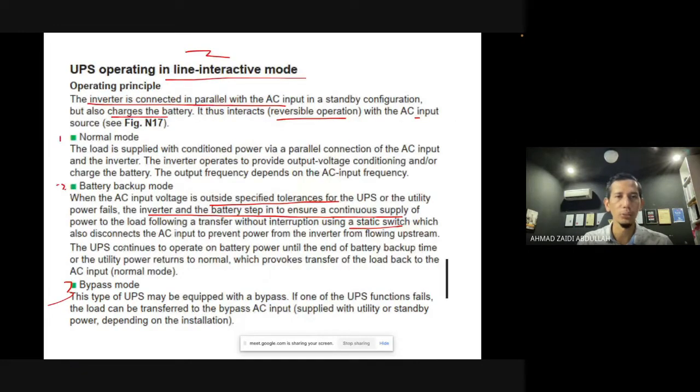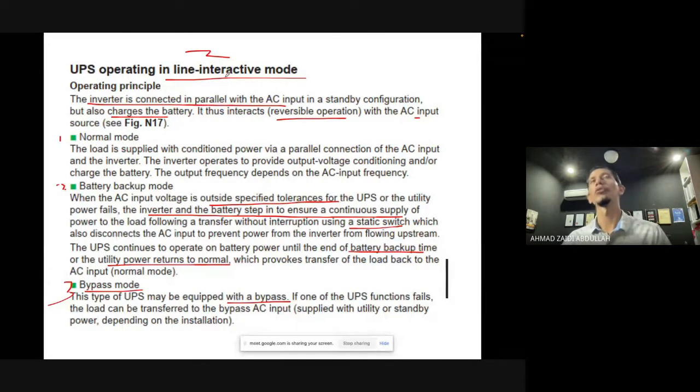Okay, and then UPS continues to operate on battery until the end of the battery backup time. So say one hour, we will back up until 1 hour only. After that it is finished. And then when it returns to normal, it will transfer back to the load as usual. And then we have another mode, which we call bypass mode. So this type of UPS may be equipped with bypass. The advantage of this interactive model is that it has bypass.